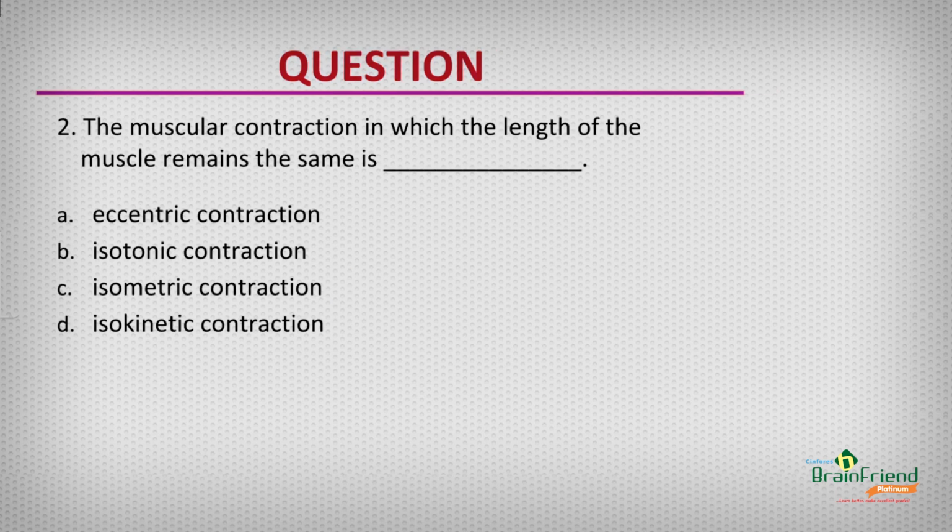Question 2. The muscular contraction in which the length of the muscle remains the same is it A, eccentric contraction, B, isotonic contraction, C, isometric contraction, or D, isokinetic contraction? The correct answer is option C, isometric contraction.